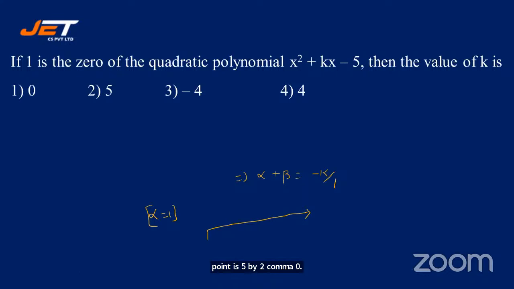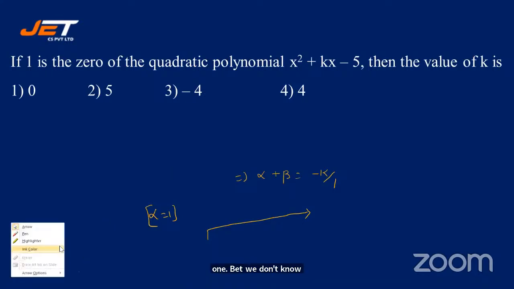If 1 is a 0 of the quadratic polynomial x squared plus kx minus 5, then what is the value of k? All right. So, give me the answer. Supposed to be very simple. In fact, yes, just find out what is alpha. Alpha, you can take it as 1. Beta, we don't know.